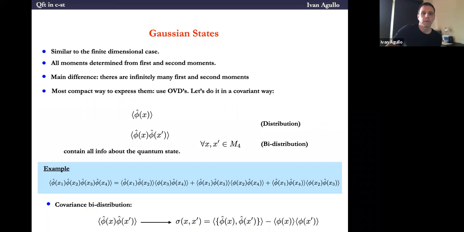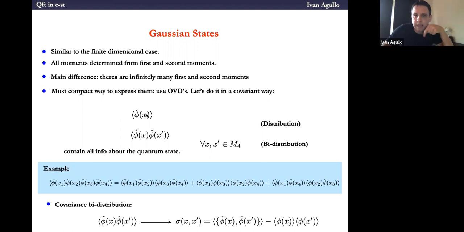Gaussian states, just a very short summary. It's very similar to the finite dimensional case. All moments are determined from first and second moments in exactly the same way. The main difference is that there are infinitely many first and second moments because we have infinitely many degrees of freedom. All of them normally are written in a compact manner by paying attention to the operator value distributions rather than to the linear operators themselves.